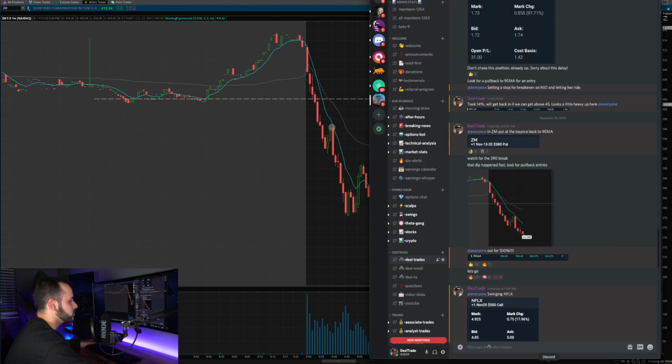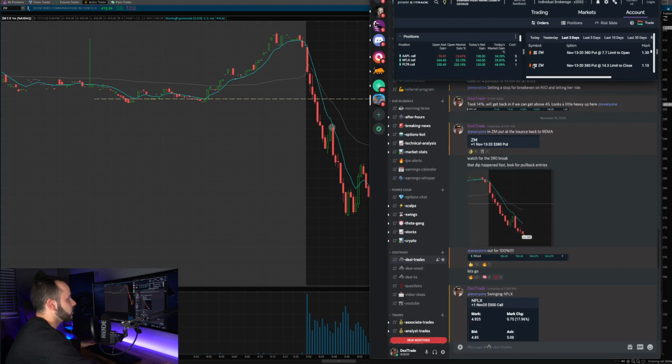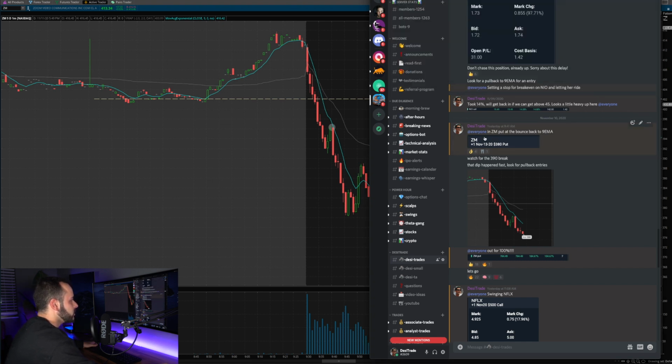So pulling up the Discord and pulling up my broker, where I got into Zoom was right here. It was $7.70, a 380 put, and I got out at 14.3, about the same 380 put, so about a 100% gain right there on Zoom. I got in at 9:41, so right here in the Discord chat, Zoom put at the bounce to the 9 EMA, right there at 9:41, and then I said to watch for the 390 break, and then right there, you can see that we got out at 9:46 for 100%.